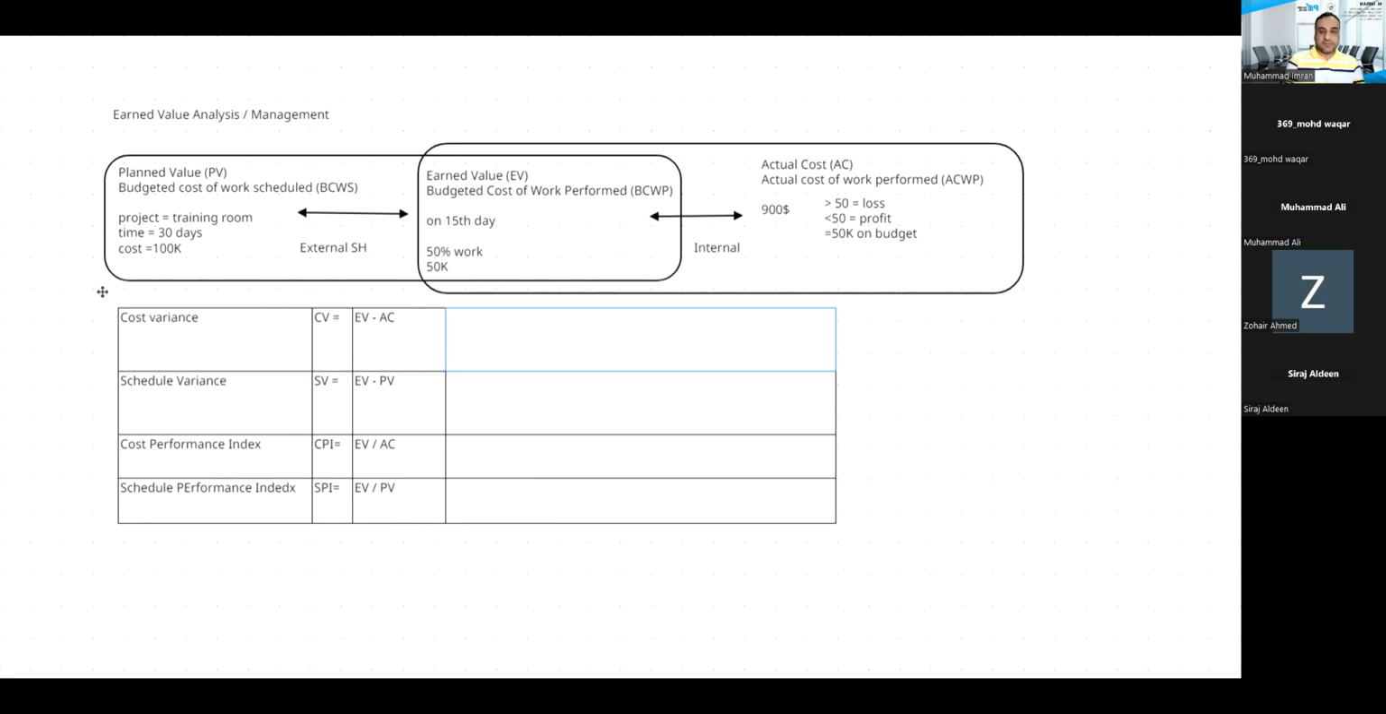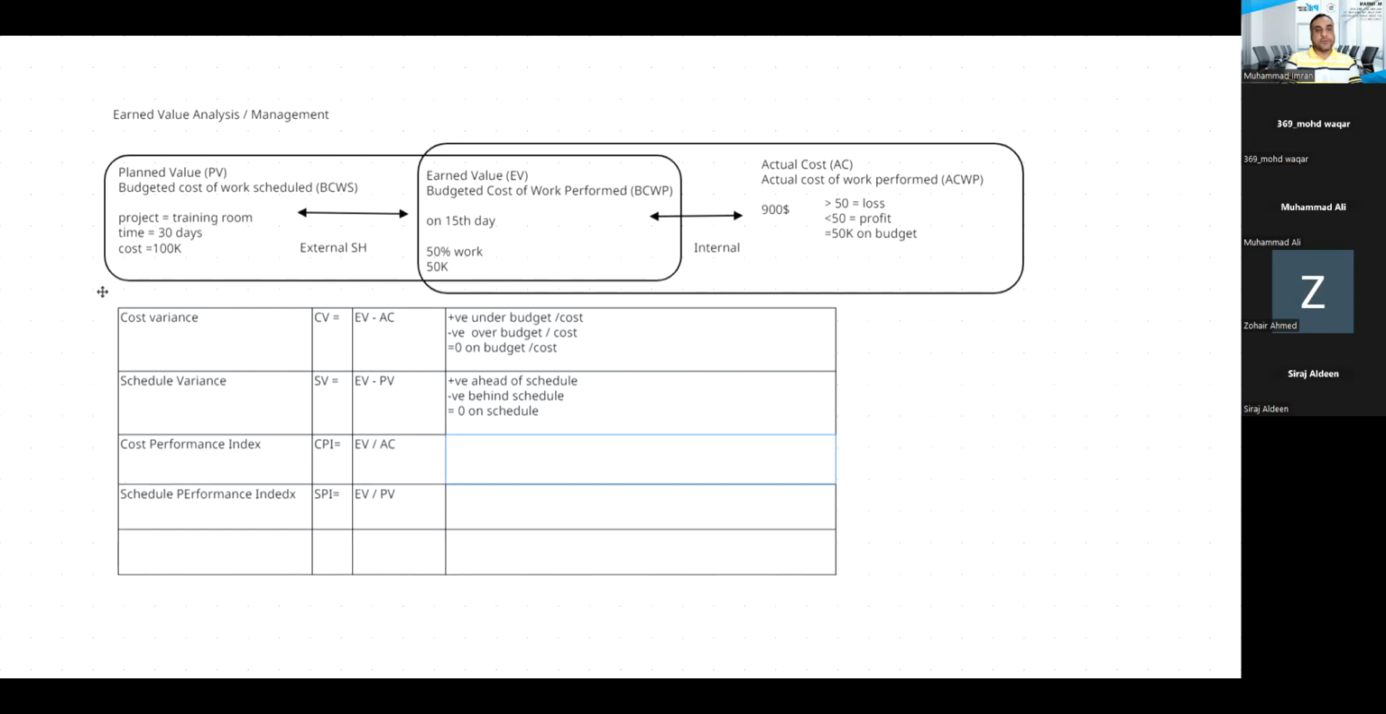Similarly, if the result of schedule variance is a positive value, we will call it ahead of schedule. If the result is negative, we will call it behind schedule. If it is equal to 0, we will call it on schedule. Similarly, if the value of CPI is greater than 1, we will call it under budget or cost. If it is less than 1, it means over budget or cost. If it is equal to 1, it means on budget or cost.